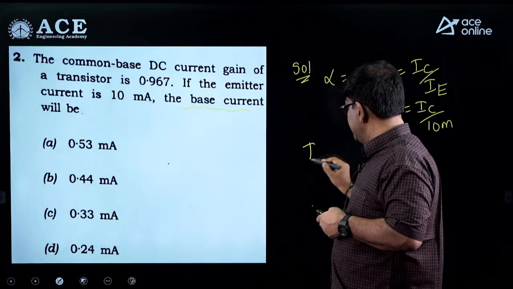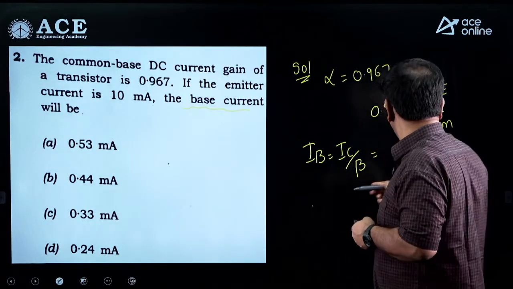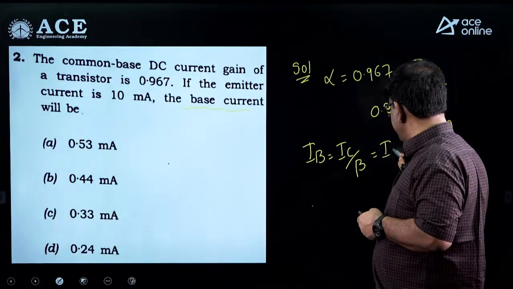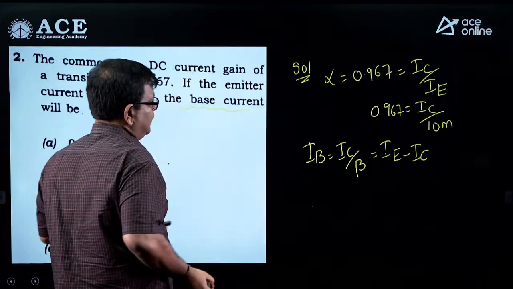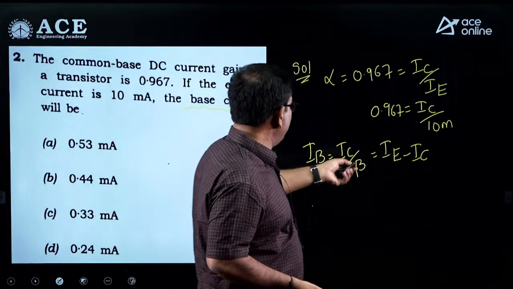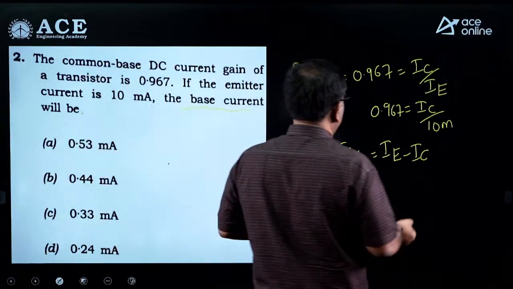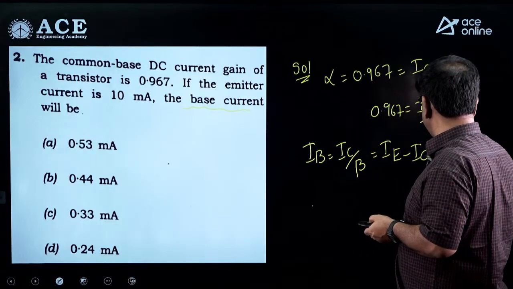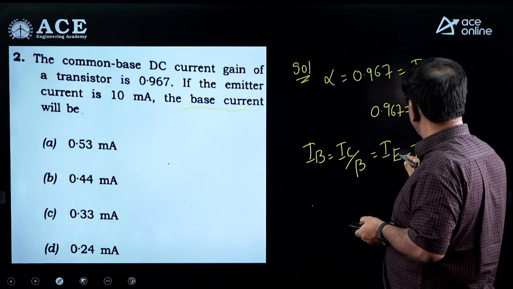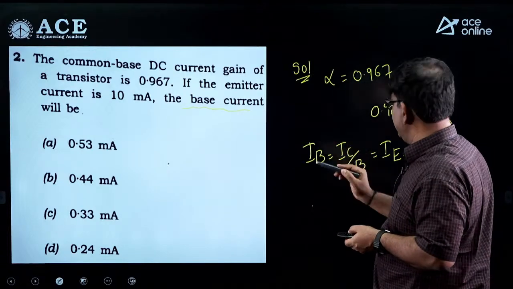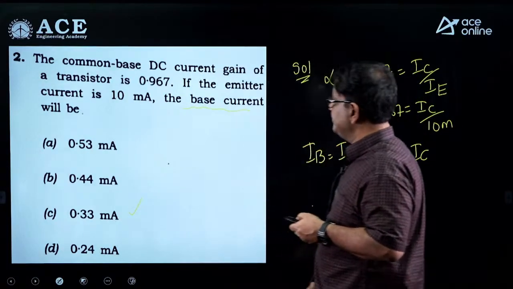So what is IB? IB can be written as IC by beta, or IB is nothing but IE minus IC. So it's a very simple problem of subtraction, right? You have collector current here and you have emitter current here. Emitter current minus collector current is the base current. So try to subtract this. IC is around 0.967 into 10 milli, and IE is already given there. So IB is, you have to subtract, I think it is 0.33 milliampere.